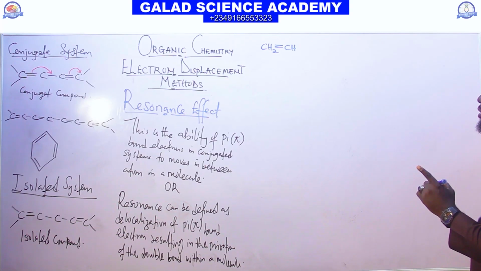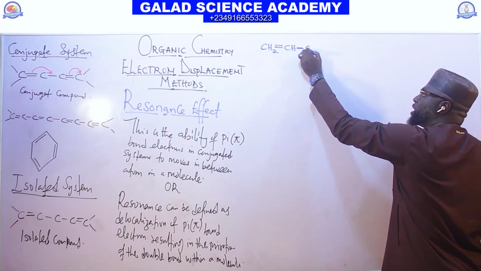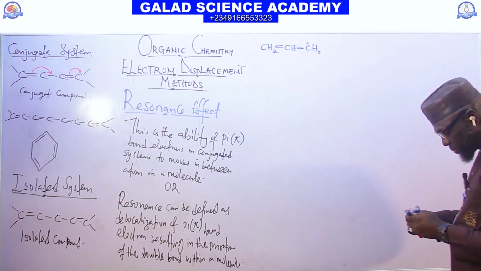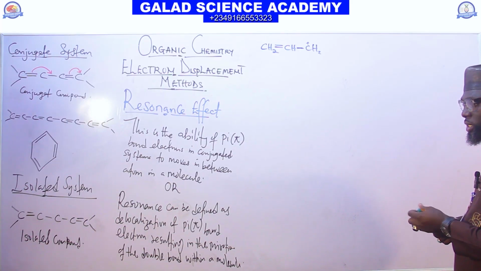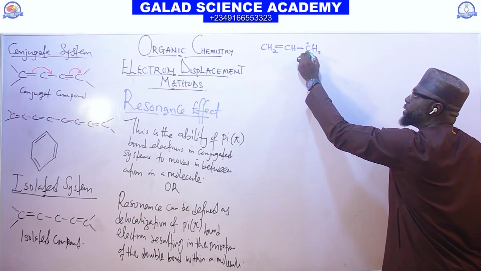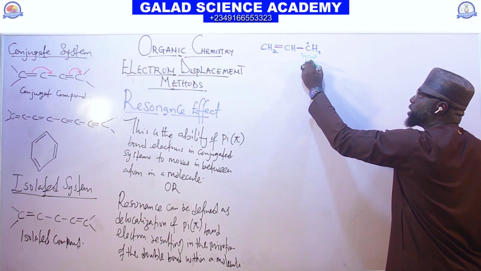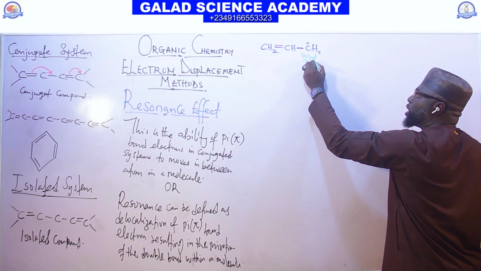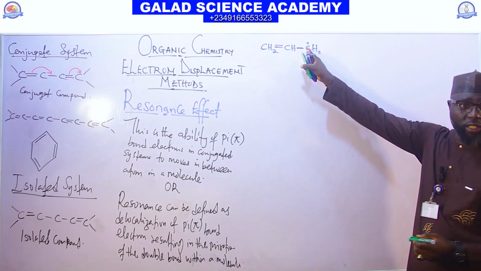CH2 double bond H. Let me attach a CH2 with a vacant orbital here. So this plus here tells us that this carbon has a vacant orbital, which makes it electron deficient.